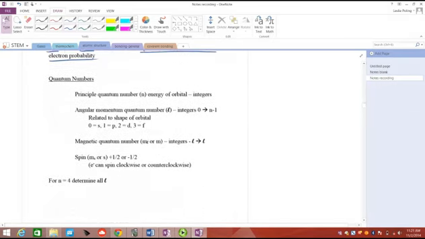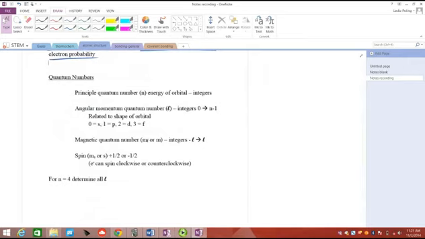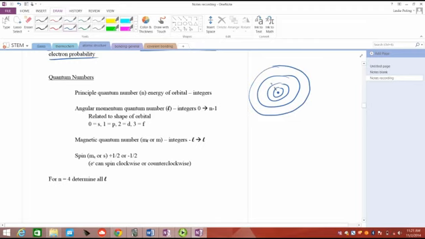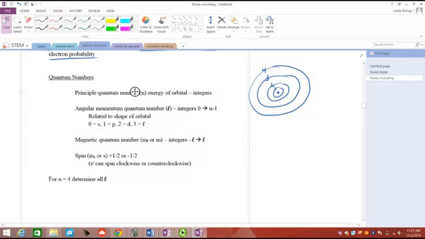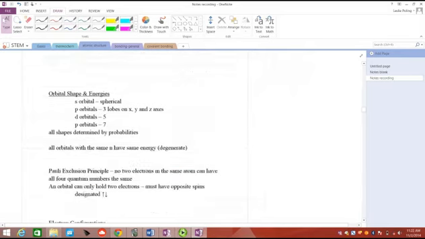So now let's talk about quantum numbers. We have the principal quantum number, which is the energy of the orbital. To use the Bohr model as a picture, that would be our principal quantum number. Then we have an angular momentum quantum number, which is L, and that goes from whole integers 0 to n minus 1. And this is related to the shape of the orbital, and we use these sublevel designations.